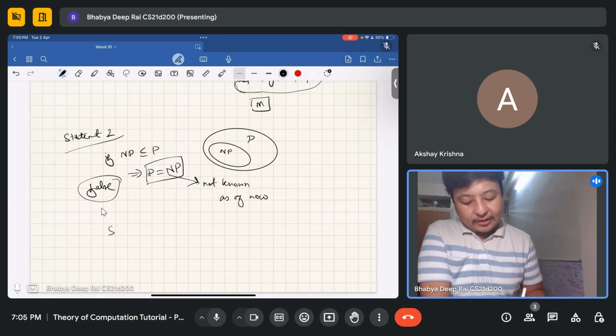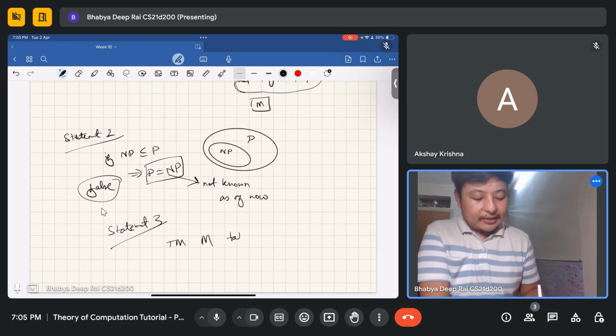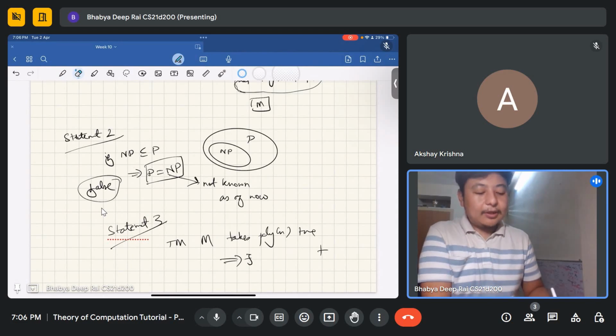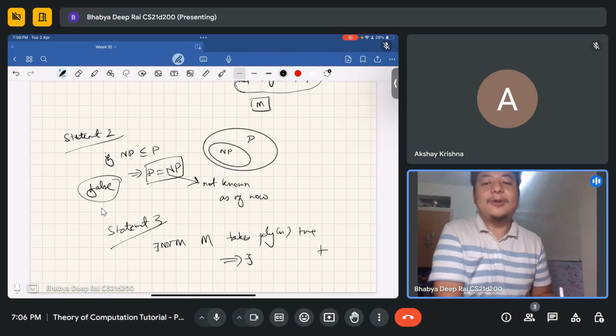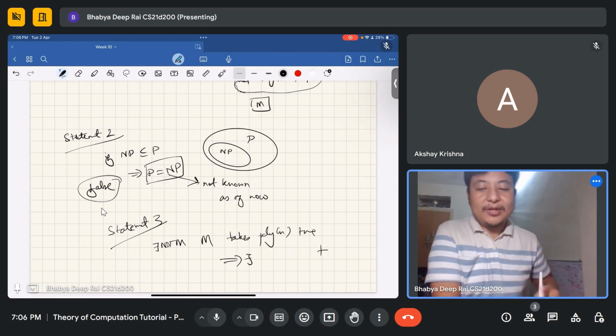So statement 3. If a Turing machine takes polynomial time, then there exists a non-deterministic Turing machine that takes polynomial time. Sorry, I explore each path.